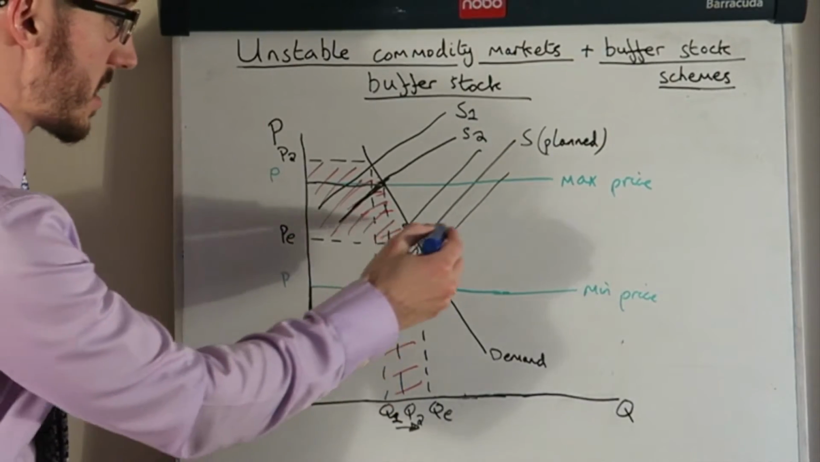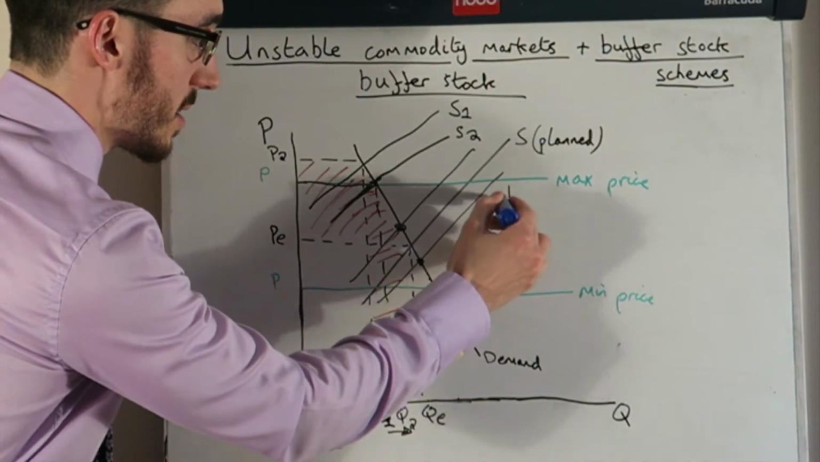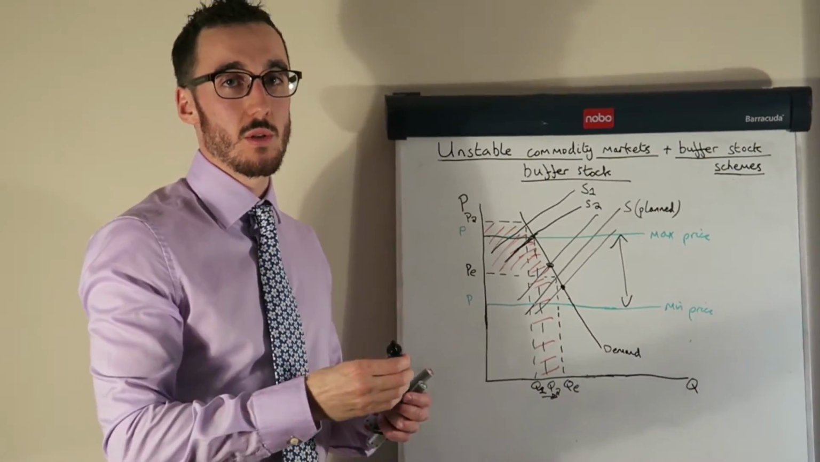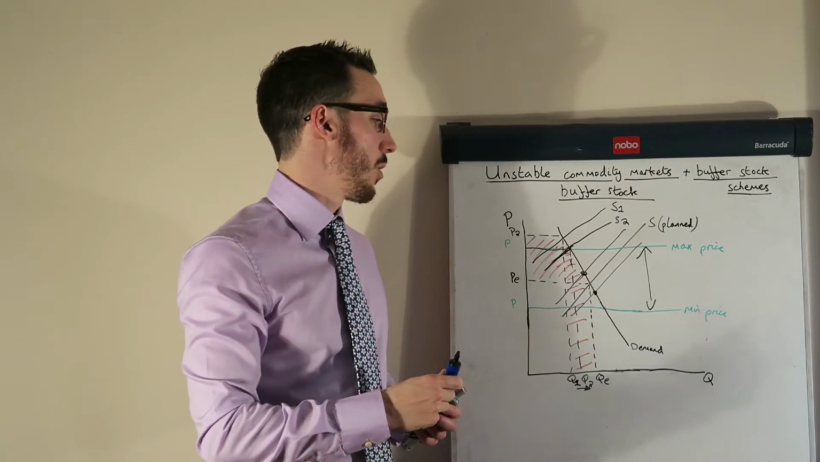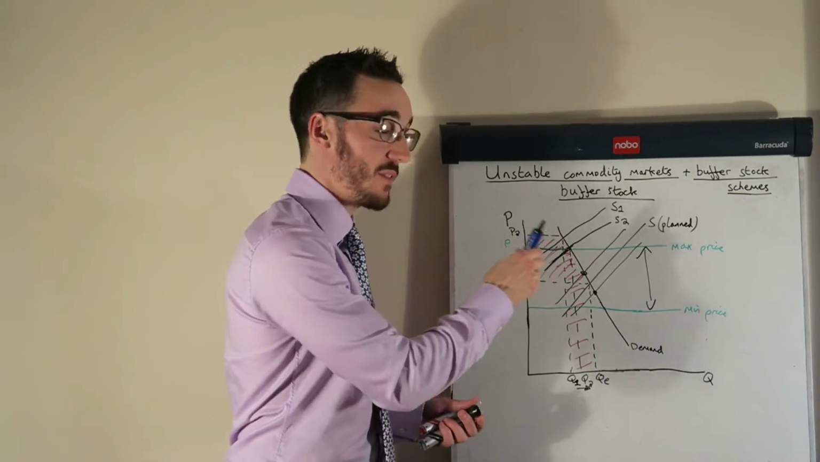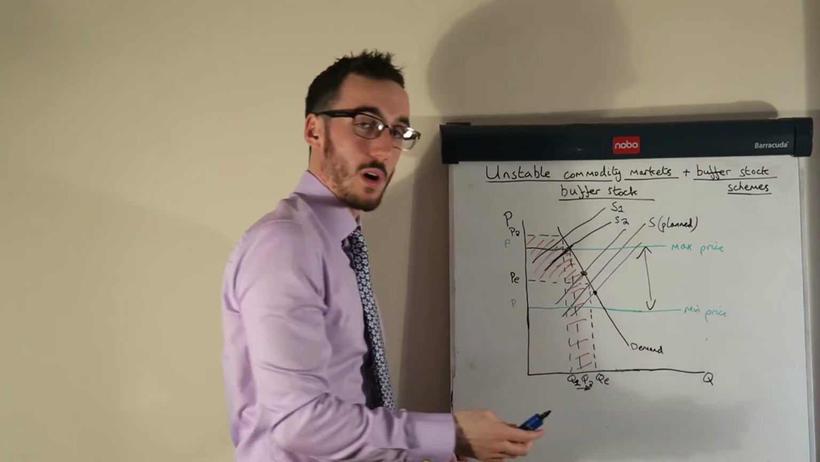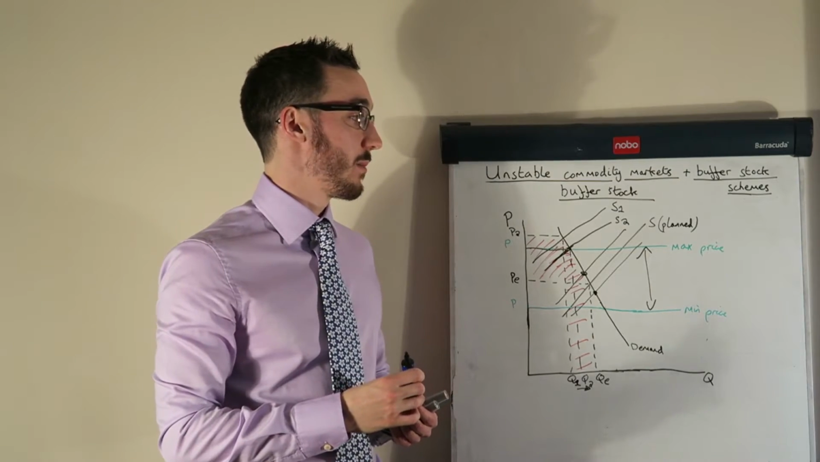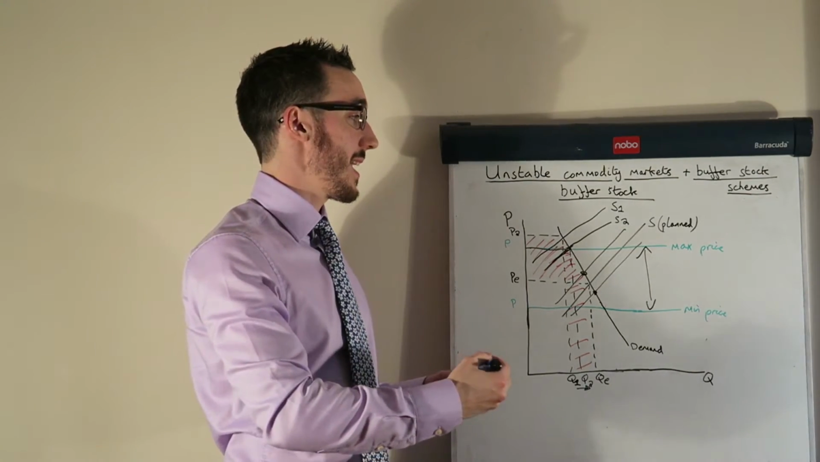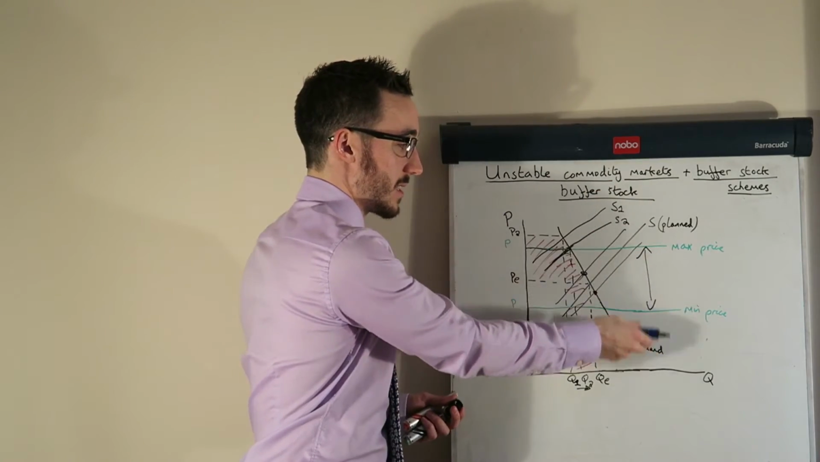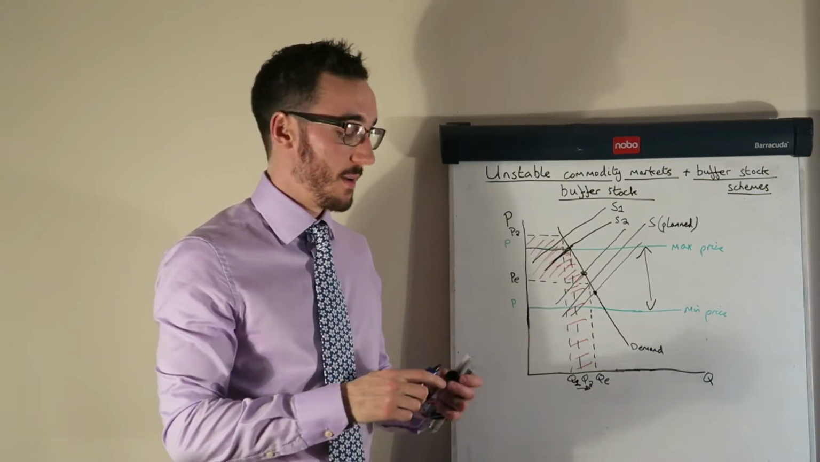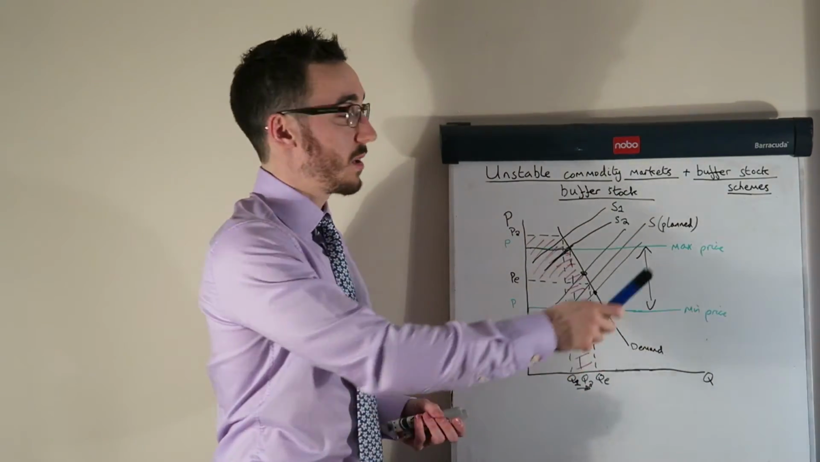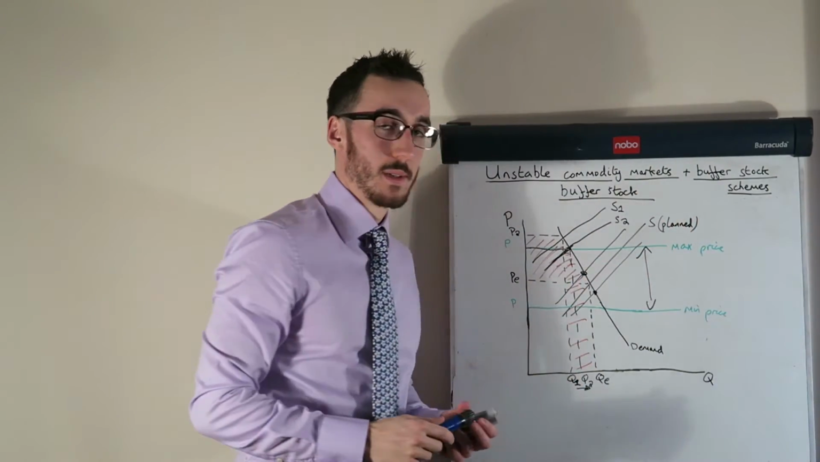So as long as the price sticks within here, this is the price levels that the government is happy with. It won't cause too much issues to either consumer budgets or producer investment. But if the price drops any further below the minimum price or goes above the maximum price, that's when we start to have a problem in the economy. And that's when we say as a government, anything out of these levels will cause market failure. And that's why the government will intervene in unstable commodity markets by using the buffer stock schemes.